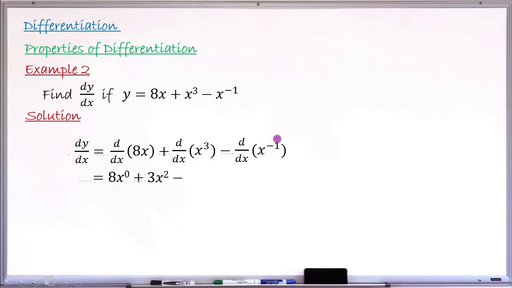This power minus 1 will now multiply the 1 I have here, so I will get minus 1. And that minus 1 will reduce by 1, so minus 1 will now be minus 2. So I'm going to have minus x raised to the power of minus 2. So I'll continue. x raised to the power of 0 is nothing but 1. 1 times 8 will give me 8. So I'm going to have 8 here, 3x raised to the power of 2. Then this minus will now change to plus, then x raised to the power of minus 2. This is the derivative of this function, that is dy by dx.